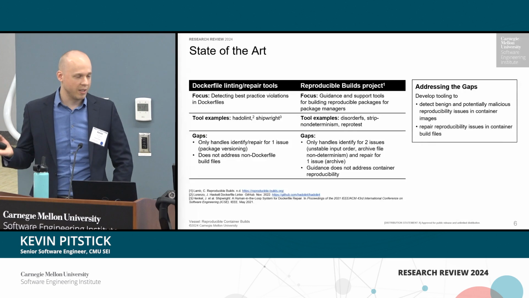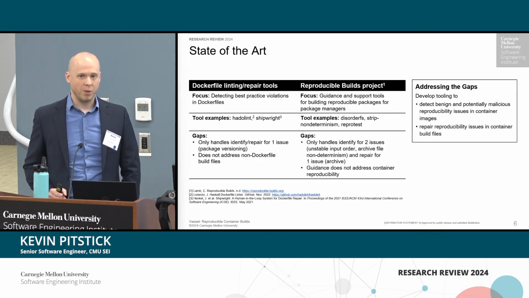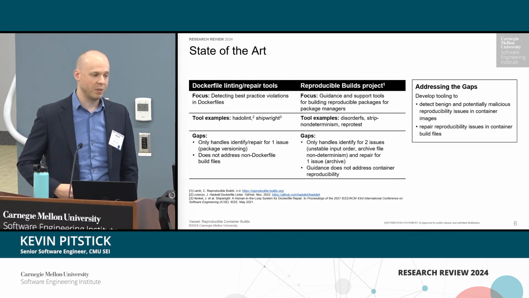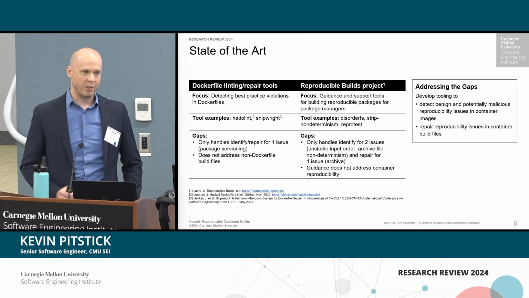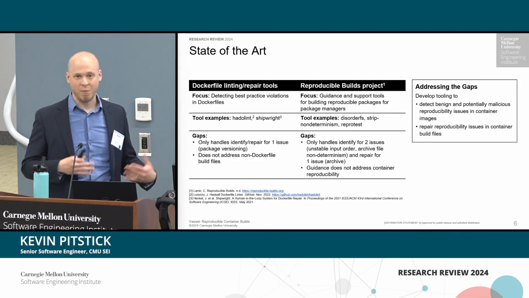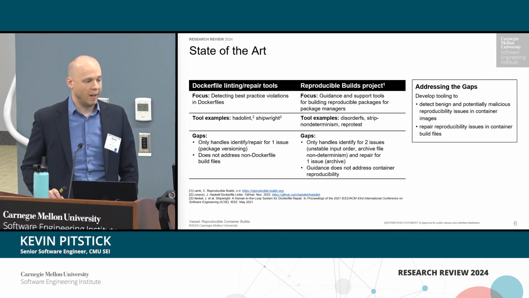Obviously, when we started the project, we looked at the state of the art, what is out there. There are some tools. Actually, we found a lot of the container linting tools, such as Hadolint, have support for identifying some of the best practices and call out things that make your builds reproducible, as expected, but they don't cover all the cases.